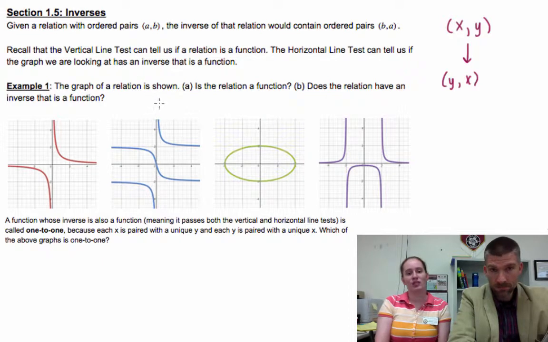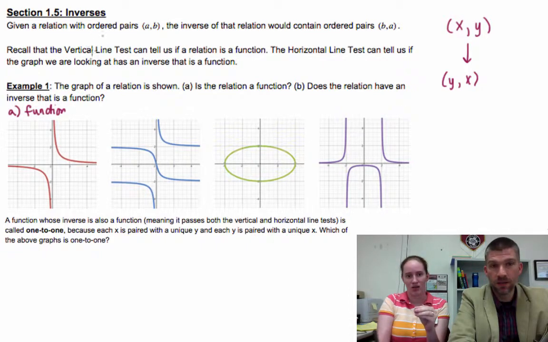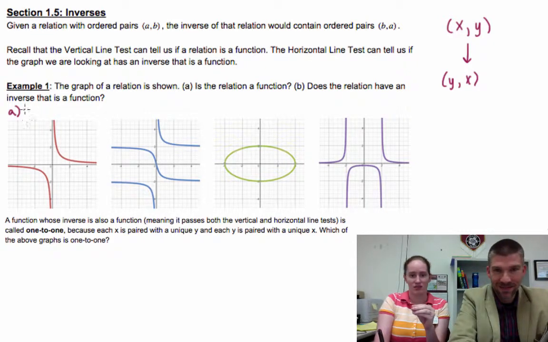For example 1, the graph of some kind of relationship is shown. Part A says, is the relation a function? That's the vertical line test. So on this example, vertical line test, yes. It's a function.